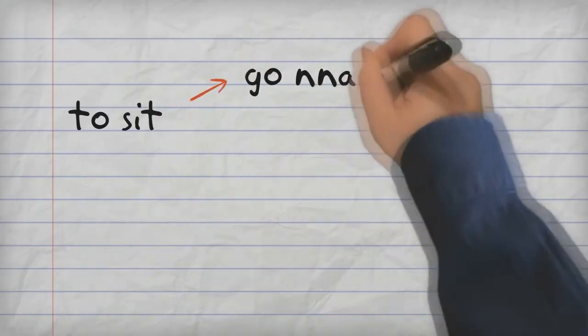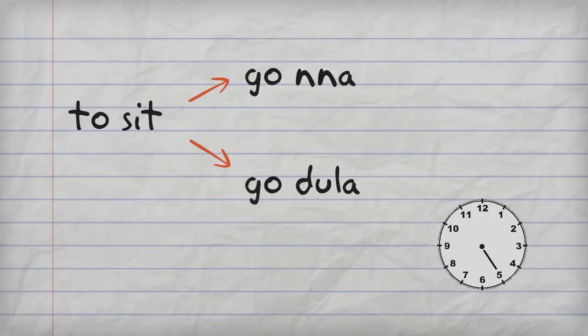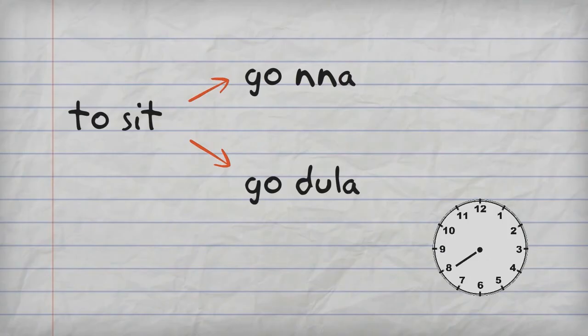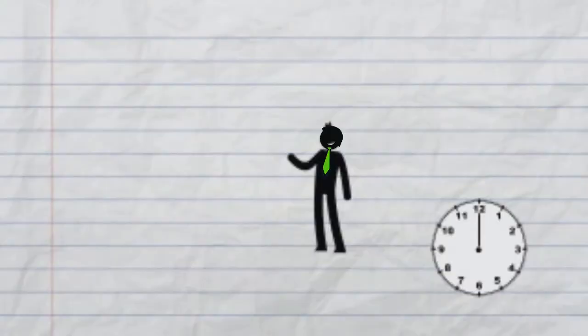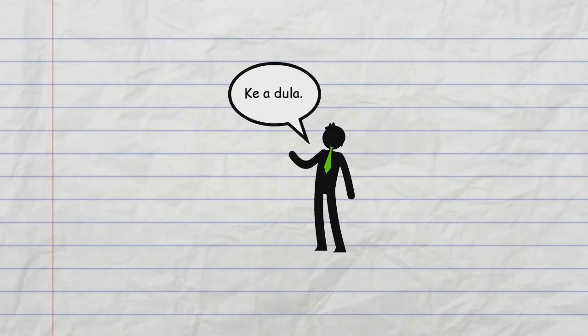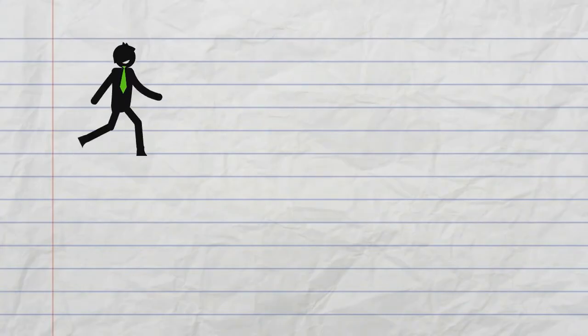Let me explain. Did you notice that to sit can be go nna or go dula? And when you want to say I sit, you can just add ke-a in front of the verb. Dula.